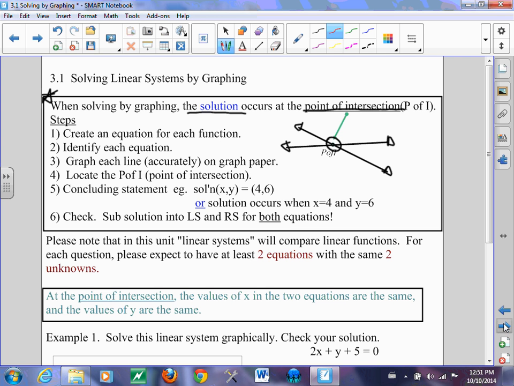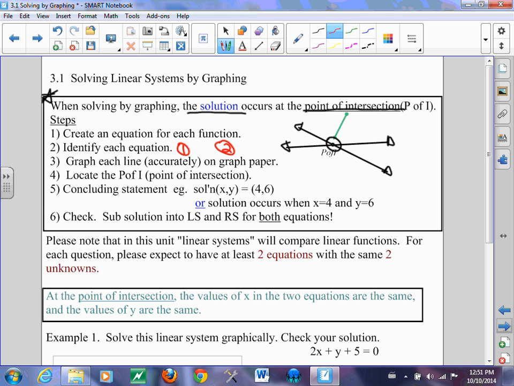So step number 1, create the equation for each function. So when we get into word problems, you'll be doing that a little later, but for now, I'm just going to give you the equations. Okay, step 2 is to identify each equation. What you're going to do is just label 1 with a circle around it, and 2 as the second one with the circle around it. Okay, step 3 is to graph each line accurately on graph paper. So you want to make sure you're in pencil, you've got a sharp pencil and a straight edge.